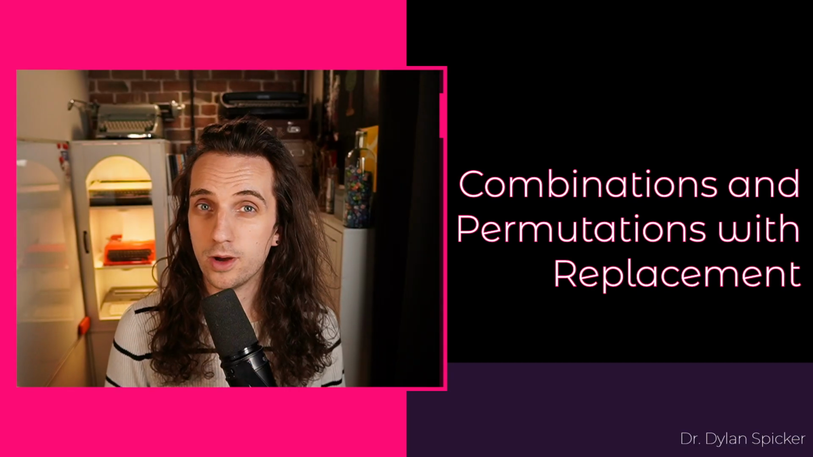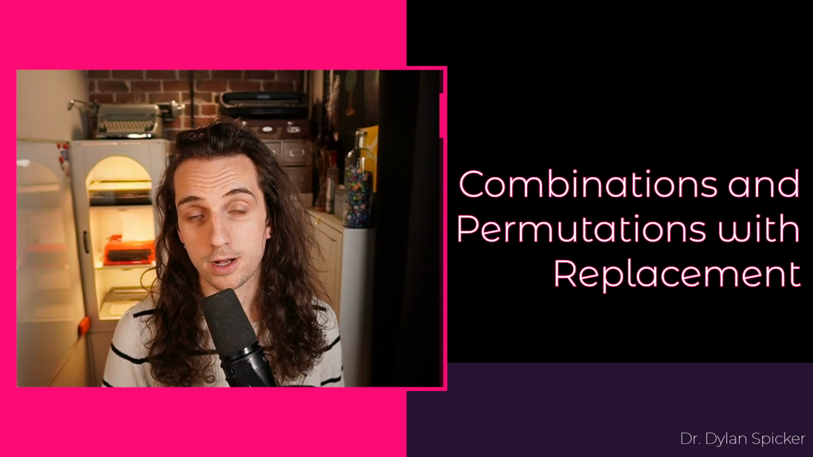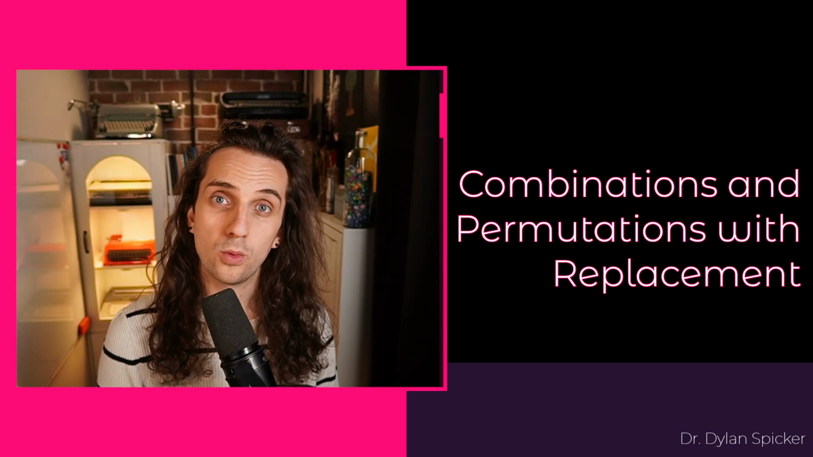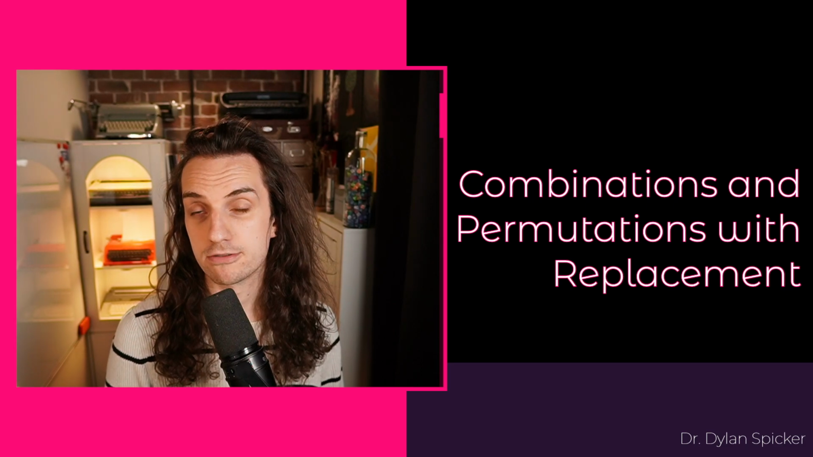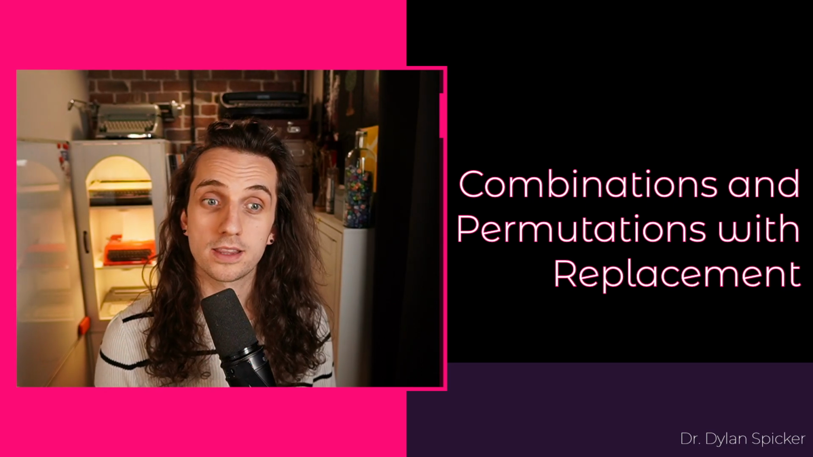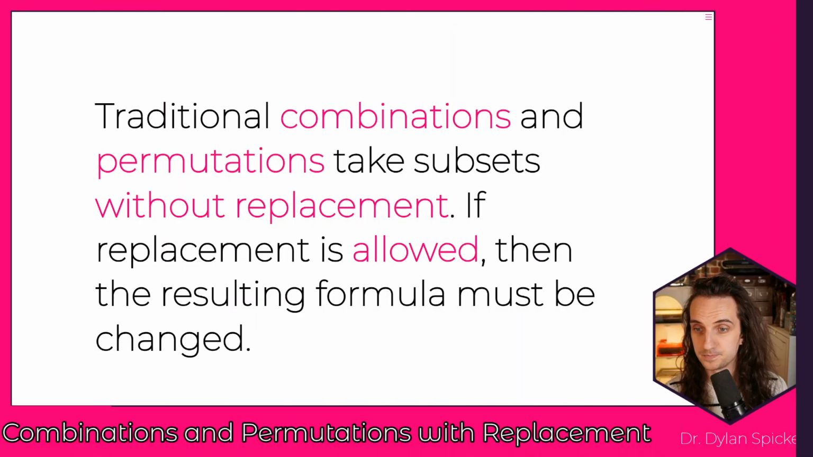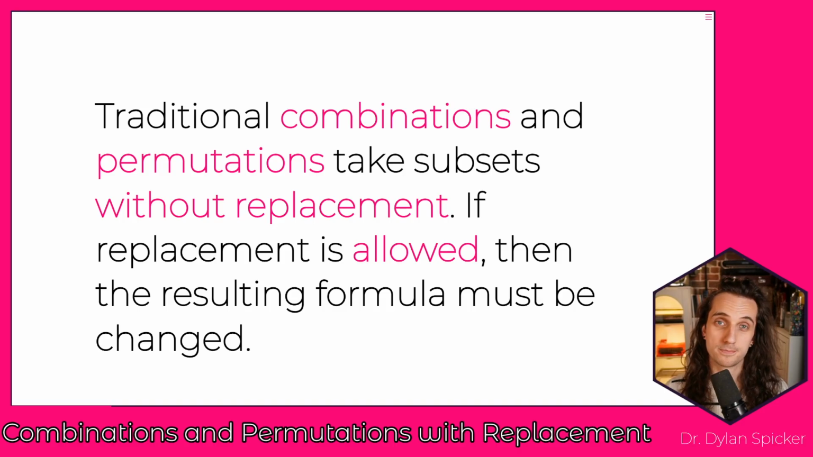And so if we want to be able to solve counting problems no matter the situation, we need to be able to think about what the ways are that we can count up our totals if we're doing things with replacement. So traditional combinations and permutations take subsets without replacement. If replacement is allowed, the resulting formulas need to be adjusted.